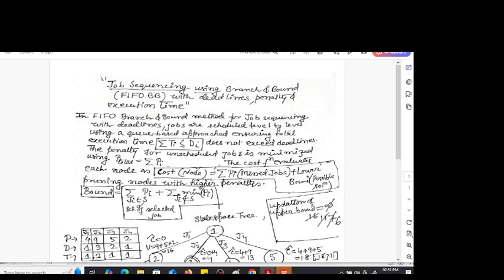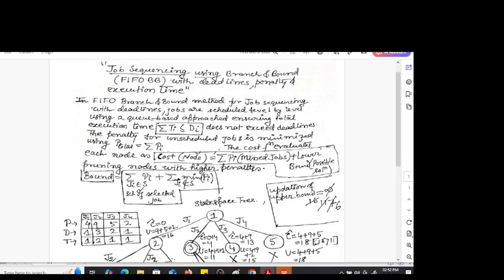There is another component which is called penalty. Penalty for the unscheduled jobs is minimized, P total equal to EI. The cost function evaluates each node as cost equal to P missed job plus lower bound, which is positive solutions.